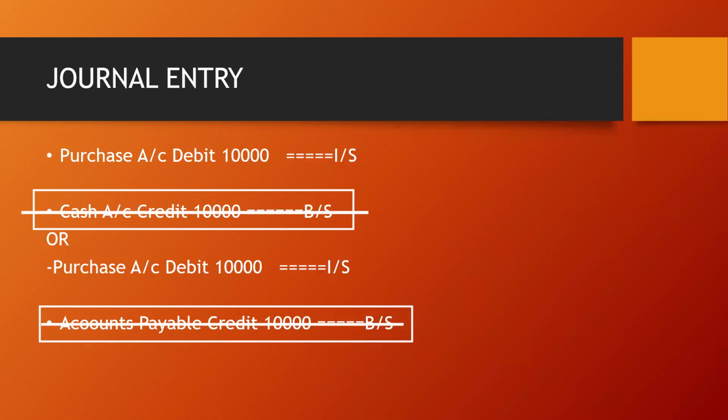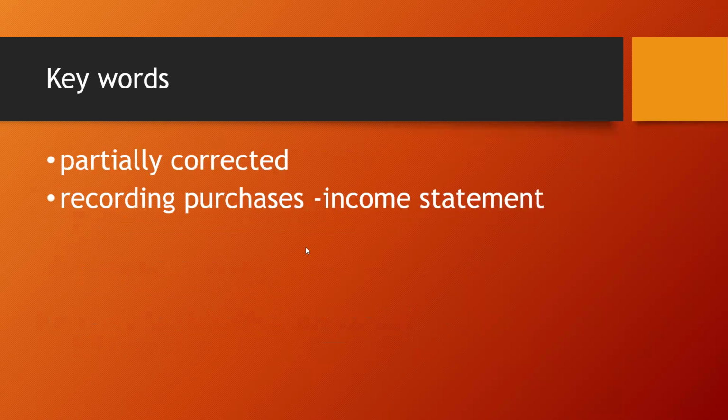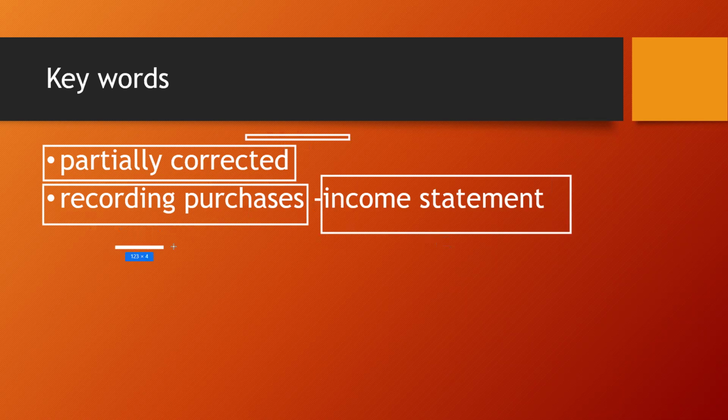Okay, let me go to the scenarios and explain the situations. The most important thing is the keywords. What are those in the questions? Find out the keywords instantaneously. This one is "partially corrected," most important. And they missed the entry in the income statement. We need to find what's happening in the income statement. One thing is that it's partially corrected. The other is recording the purchase. They missed recording the purchase, but they made the partial correction in the income statement. They missed the recording of purchase, and the impact is on the income statement. Okay.